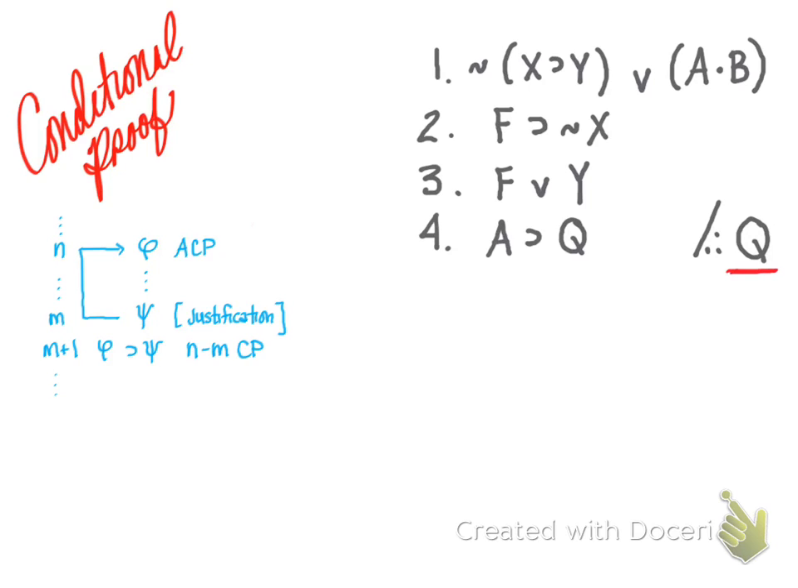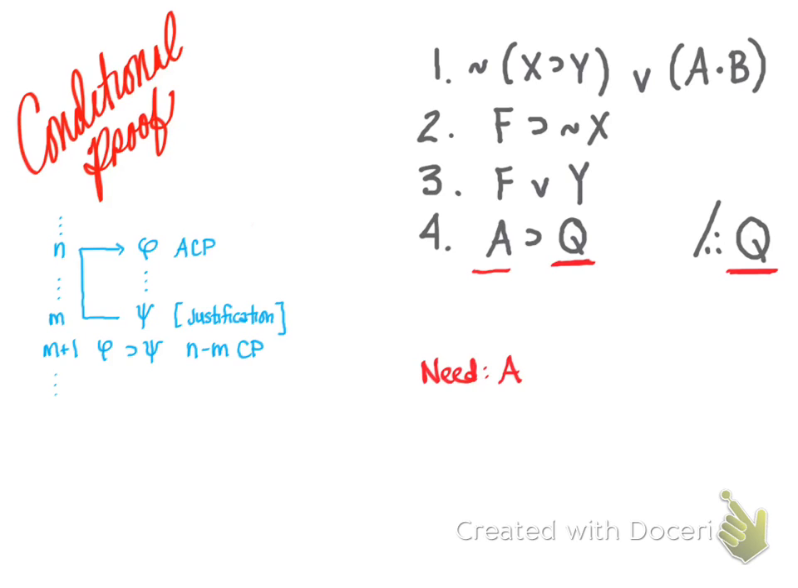So, ultimately, we want Q. Where is Q in our premises? Q is the consequent of a conditional on line 4. So I'm thinking modus ponens, because that's the rule that allows us to get the consequent of a conditional. That means I need A, so I'm going to keep track of my strategy. I need A. How can I get A?